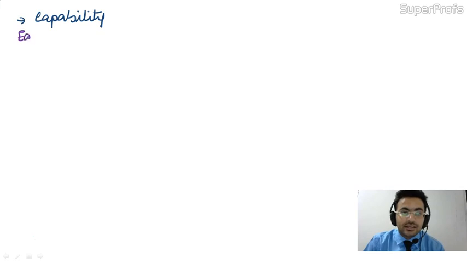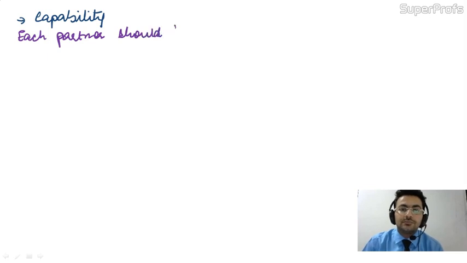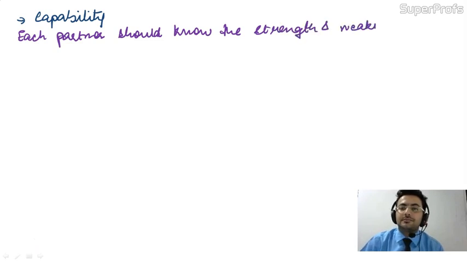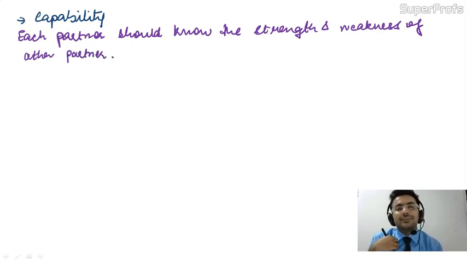Here it says that each partner should know the strength and weakness of the other partner. Being a partner, I should know it.